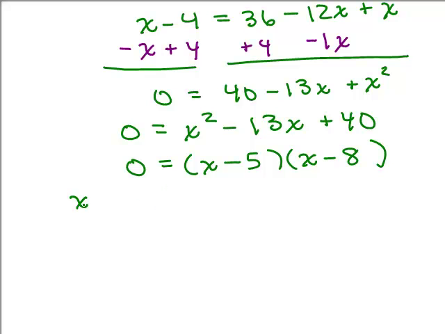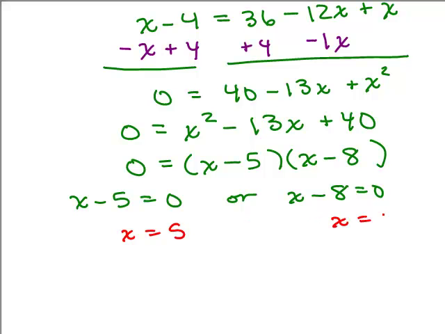So we set each factor equal to 0. So I get x equals 5 or x equals 8. Now you can't stop here. The original equation had a square root. Anytime there's a problem with square roots, you need to make sure that the solutions check, especially when you square both sides, because sometimes you get solutions that don't check.